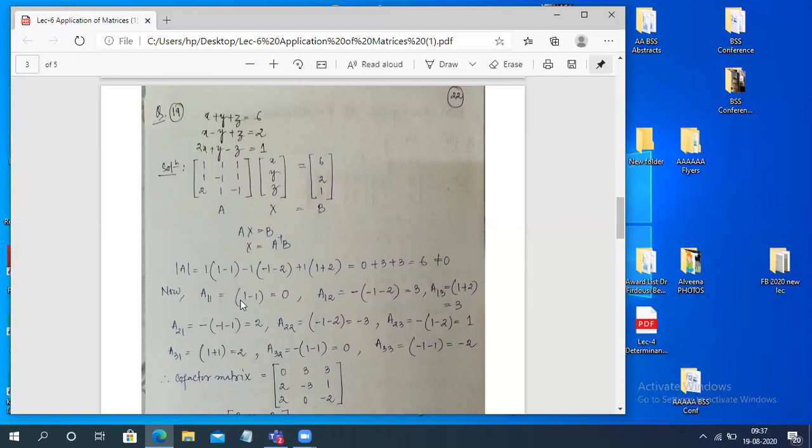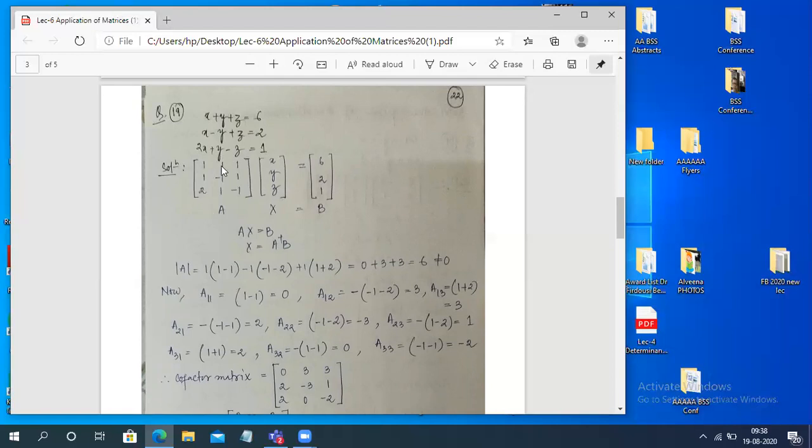So A11 will be 1 minus 1, that is 0. And the sign will be positive due to its position. It is minus 1 to the power 1 plus 1, that is even. So it will be positive. You remember, no? To find the cofactor, first we ignore that particular row and particular column and find the determinant of the remaining submatrix. Here minus 1, minus 1, 1, 1.